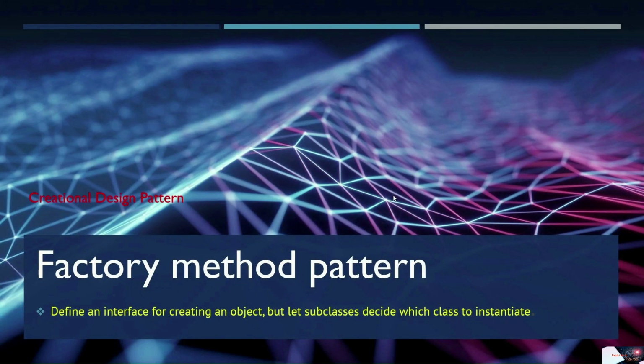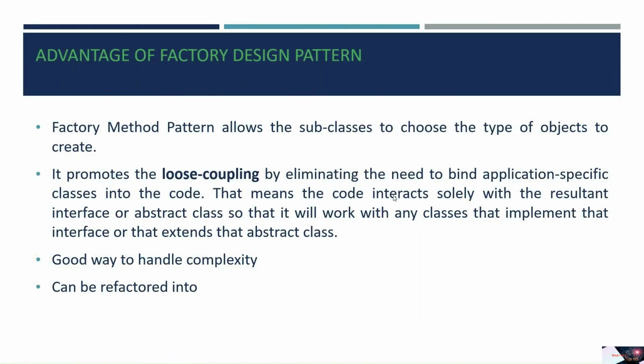So let's see the definition of the factory method pattern. Define an interface for creating an object, but let subclasses decide which class to instantiate. Okay. So quickly we'll see the advantages and disadvantages, then we'll move to the code part. The factory method pattern allows the subclass to choose the type of the object to create.